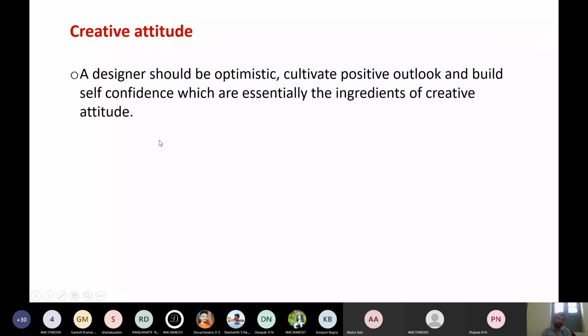Okay, creative attitude means you should have a positive outlook. A designer should be optimistic. That means he should have hope. In his ideas, a designer should be optimistic, cultivate a positive outlook, and build self-confidence, which are essentially the ingredients of creative attitude. If you come up with creative ideas, usually people will laugh at you.